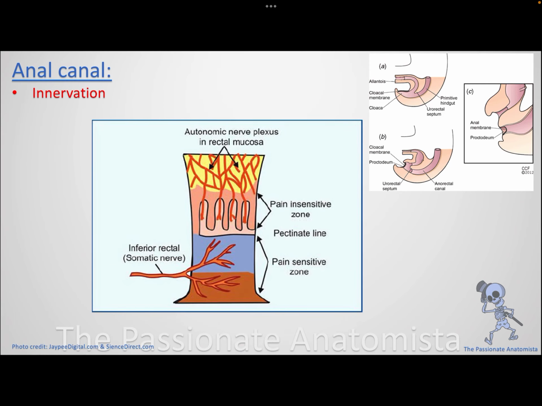So here again, we already talked about how the anal canal is formed by the rupture of the cloacal membrane between what's coming from the hindgut and what's coming from the proctodeum. And I already told you that above the pectinate line, because that's coming from the gut, this is an insensitive area, because it's supplied autonomically. However, below, because that follows the skin, it is considered to be pain sensitive because it is supplied by somatic nerves.